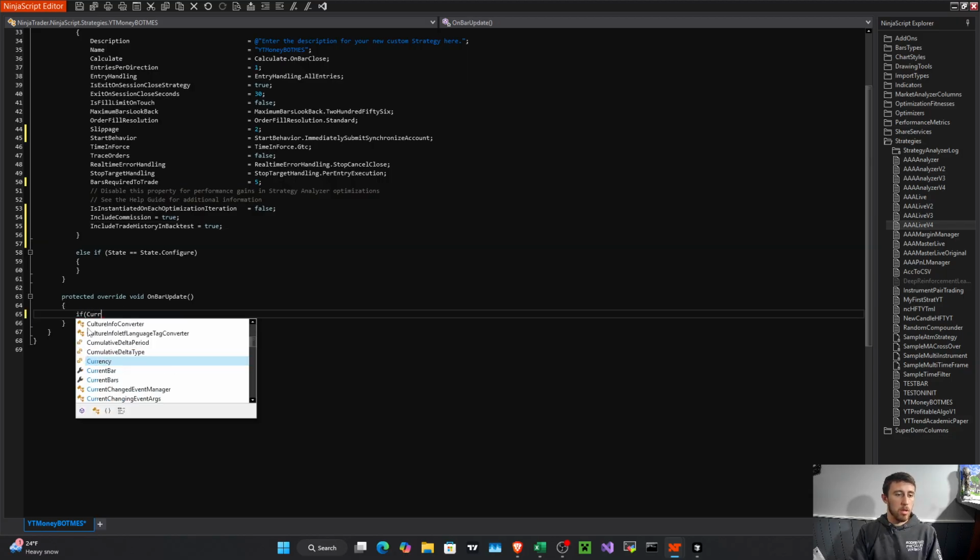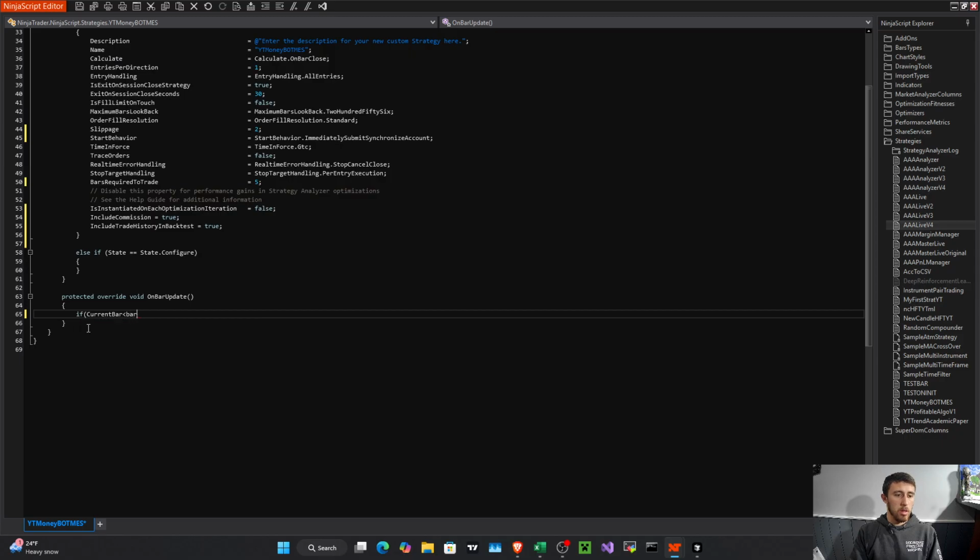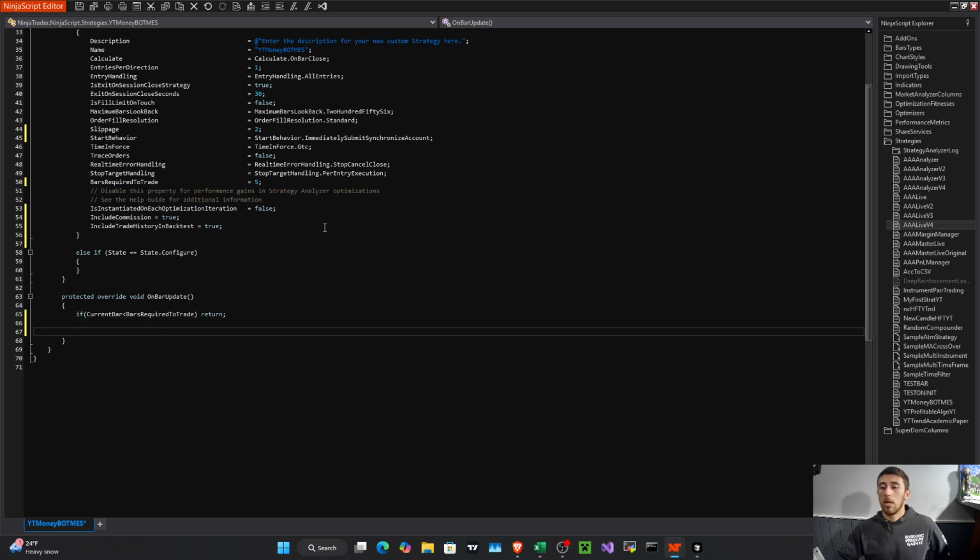So if current bar is less than bars required to trade, then we're going to return. This is just making sure that we have enough bars loaded on the chart to actually run calculations and say if we want to enter. Next thing is our long strategy.